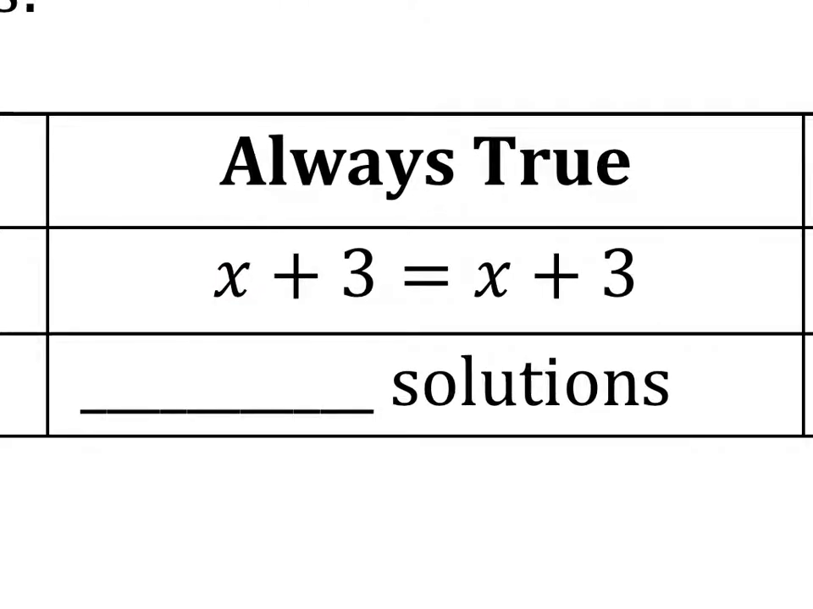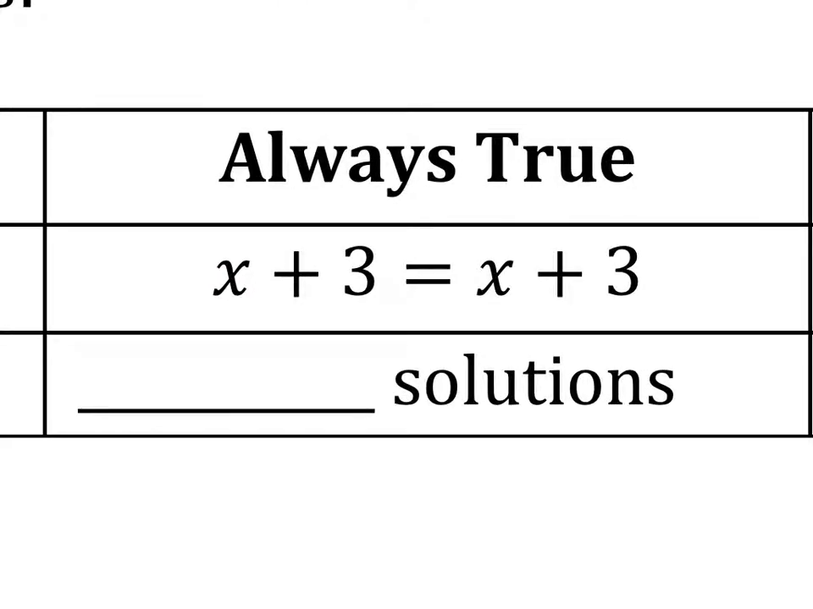Now let's look at this one. X plus 3 equals x plus 3. For similar equations like this, if you cannot tell, what you do is you get rid of x. So subtract x on both sides. That would get rid of it. And you only see 3 equals 3. So does 3 equal 3? Yeah, so that is always true. Always true means there are infinitely many solutions.